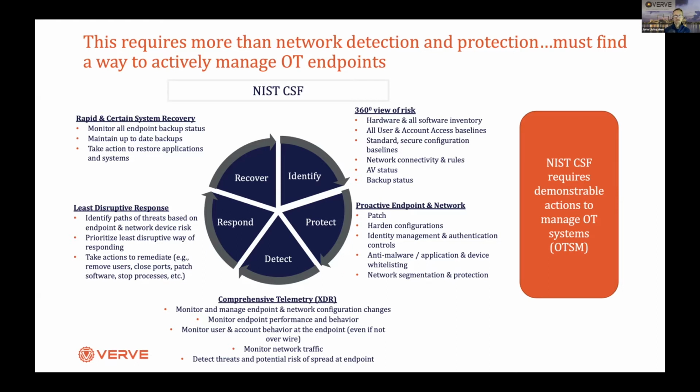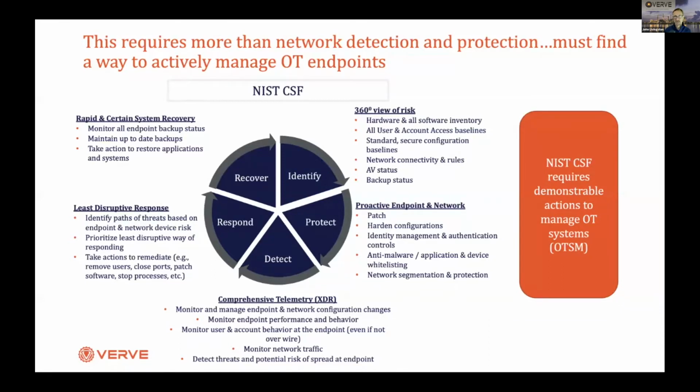Then there's proactive endpoint and network protection. So everybody says, oh well, you can't patch in OT or whatever. Yeah, it's hard, but it's definitely doable. And so how do we prioritize those patches in a way that we can actually deploy them? And how do we then deploy them in a scalable way that's safe for the OT environment? We need to be able to harden configuration settings. We need to be able to remove users and accounts that shouldn't be there. Network segmentation, obviously. So all of these things to actually protect. But again, that gets down to actually managing on the endpoint.